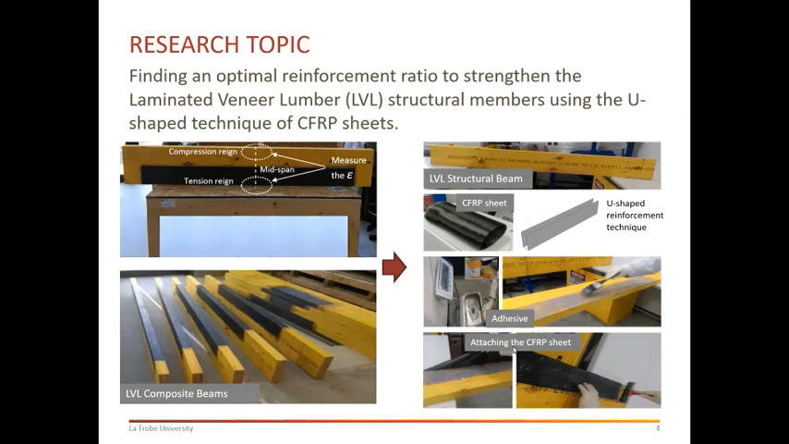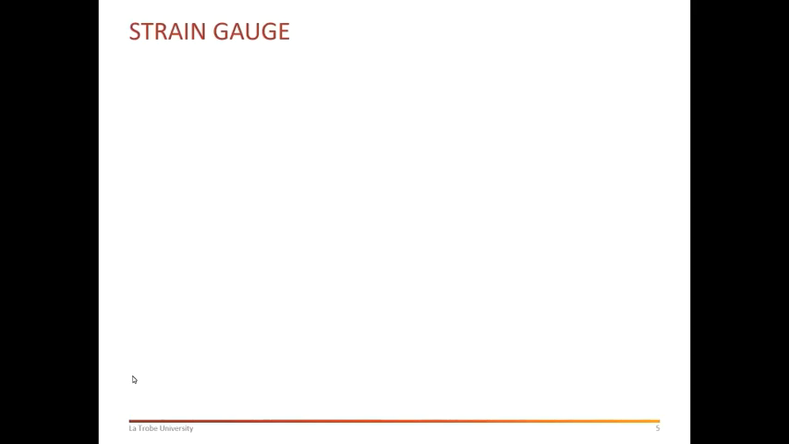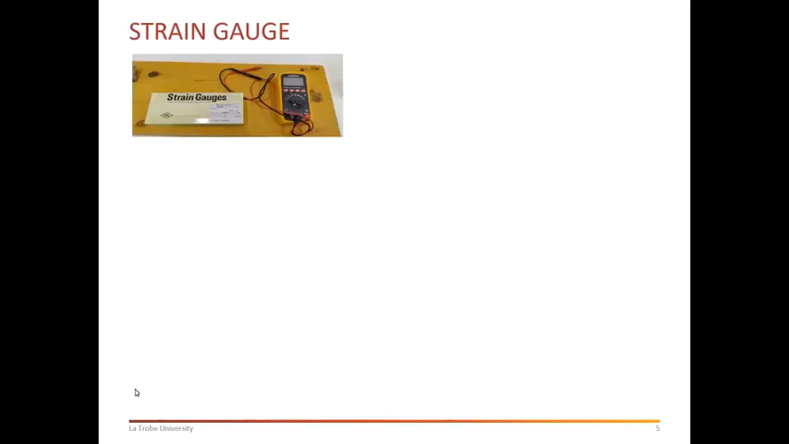Now, in order to measure the strain, as I said, at the tension region and the compression region, we use this strain gauge product. So this is the strain gauge, a product that is used in this research project. From the strain gauges, we will measure the strain, the deformation, the stress and other parameters.